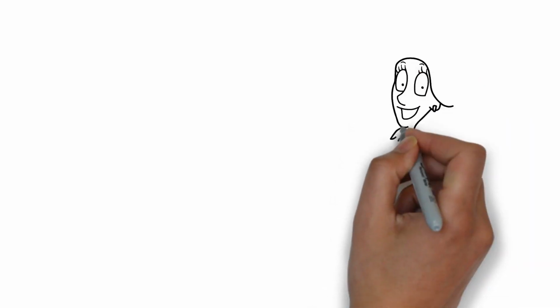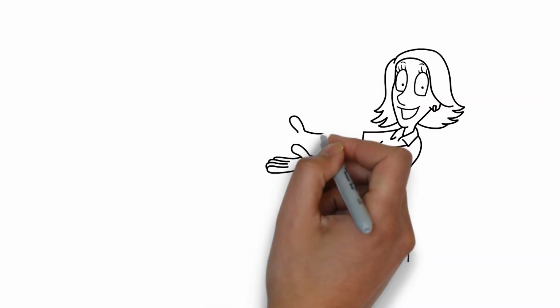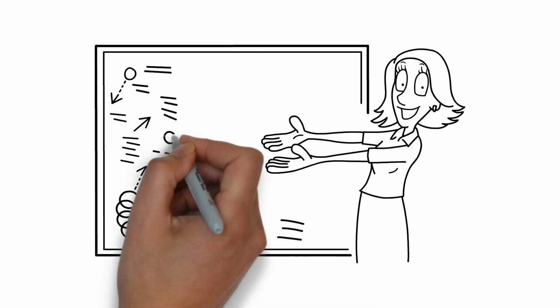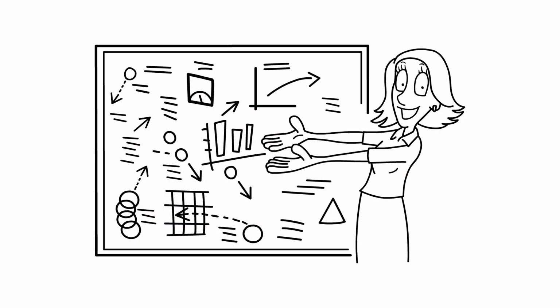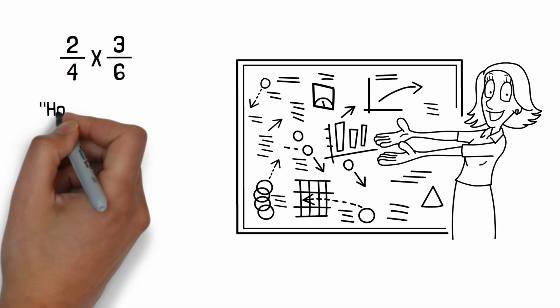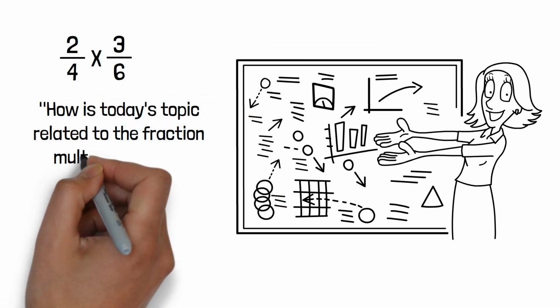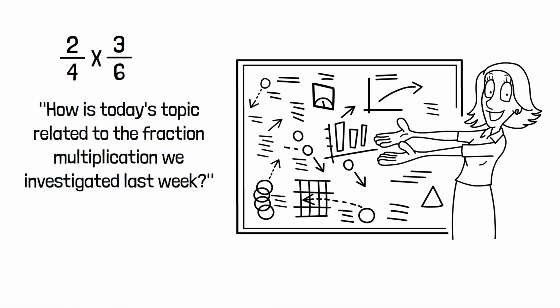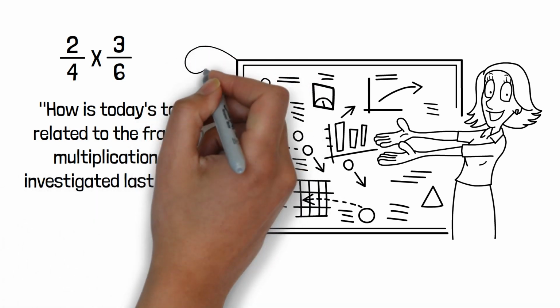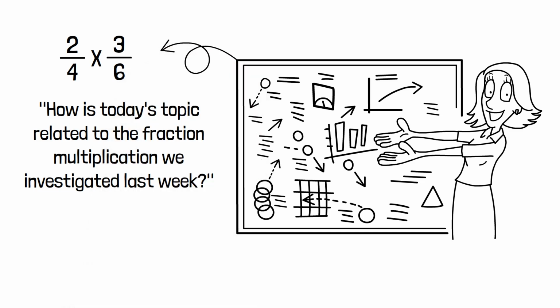The language of doing mathematics is integral to fostering mathematical proficiency. Encouraging students to explain how they solved a problem helps them articulate their thought processes and solidifies their understanding. Questions like, "How is today's topic related to the fraction multiplication we investigated last week?" prompt students to make connections between different mathematical concepts, furthering their construction of mathematical relationships.